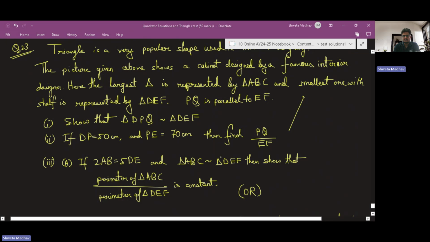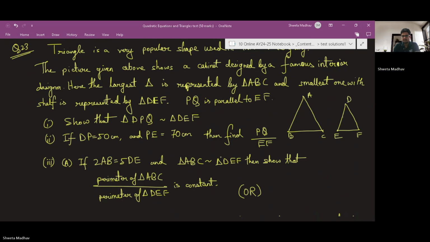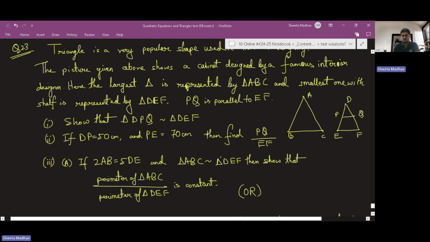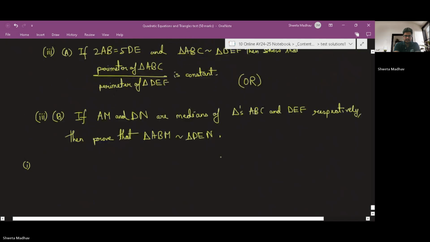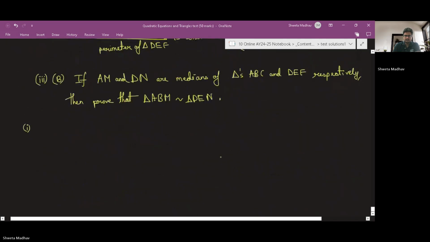Here are two triangles, ABC and DEF. This is ABC and DEF. AM is the median and PN also is the median. So this is triangle ABC, this is DEF.